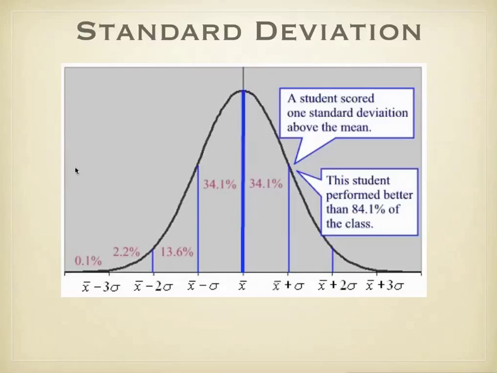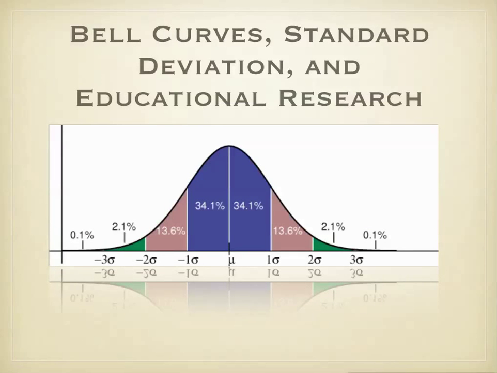If you were to add all of the numbers of people that are represented by these standard deviations below the mean, you add them all up together, you would say that if a person's score was right here at one standard deviation above the mean, it means that they scored better than about 84% of the class, and about 16% of the class scored higher than they did. So what we want to do is take a look at standard deviation and show how it's used to describe the results of educational research.